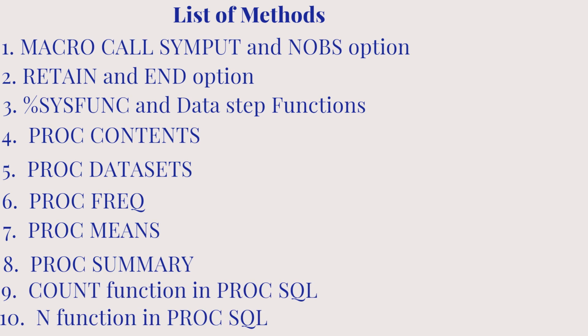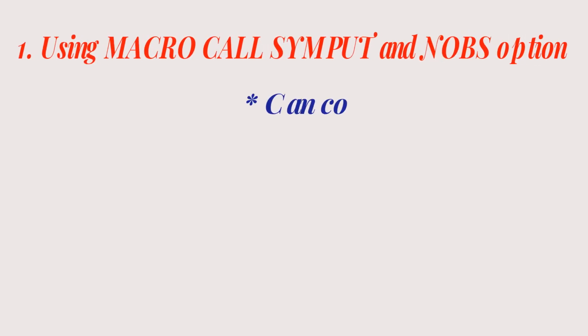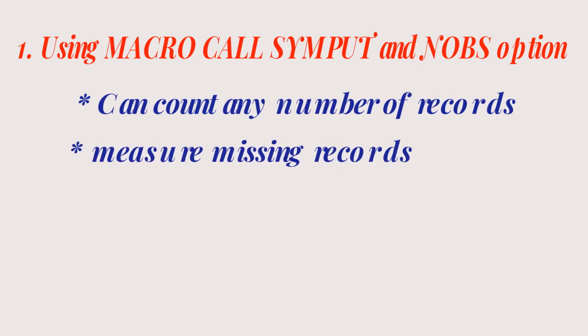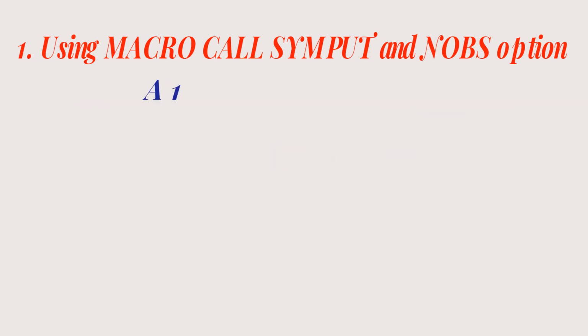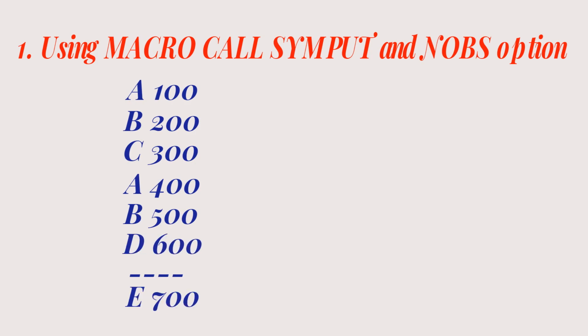In this session, we will discuss only the first three methods. The first one is using CALL SYMPUT and the NOBS option. This method allows one to count any number of records. Importantly, this method enables one even to measure the missing records also. For example, if the dataset includes records such as A100, B200, C300, A400, B500, D600, E700. Here, the programmer can even count this missing record.